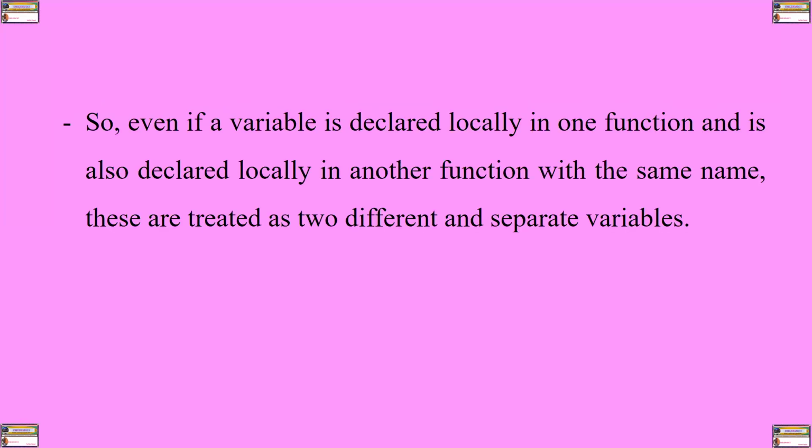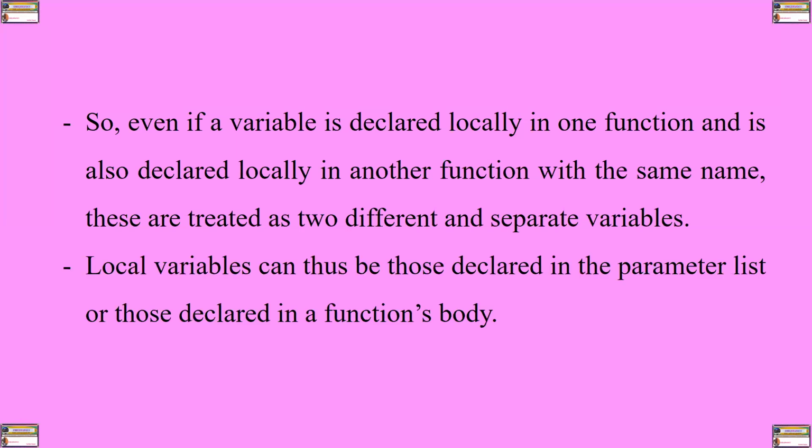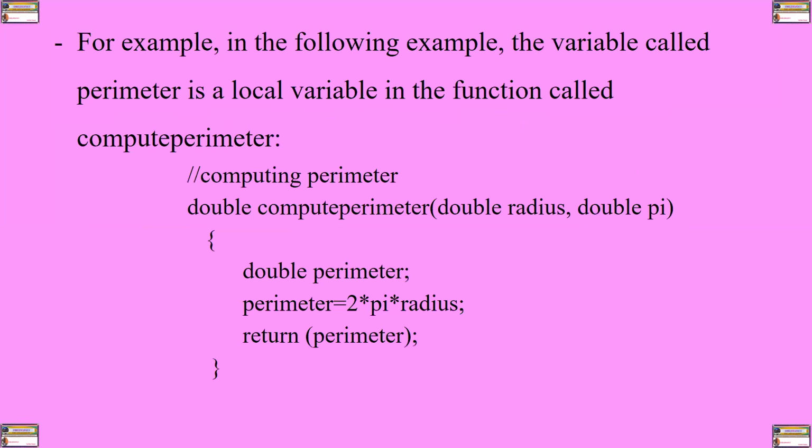So even if a variable is declared locally in one function and is also declared locally in another function with the same name, these are treated as two different and separate variables because one function does not see the local variables of the other function. The local variables can thus be those declared in the parameter list or those declared in a function's body. For example, in the following example, the variable called perimeter is a local variable in the function called compute perimeter.